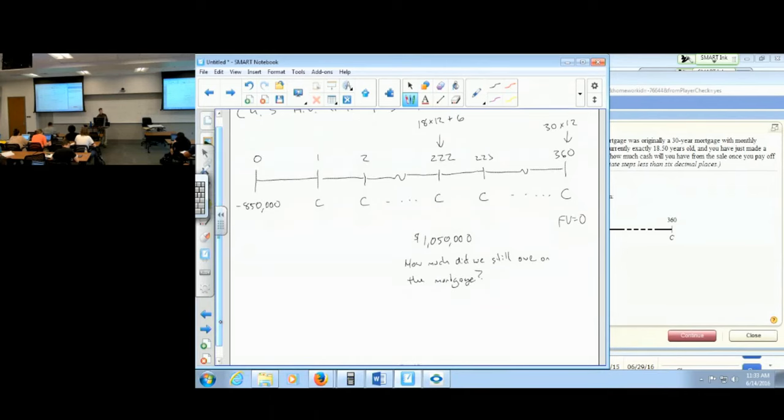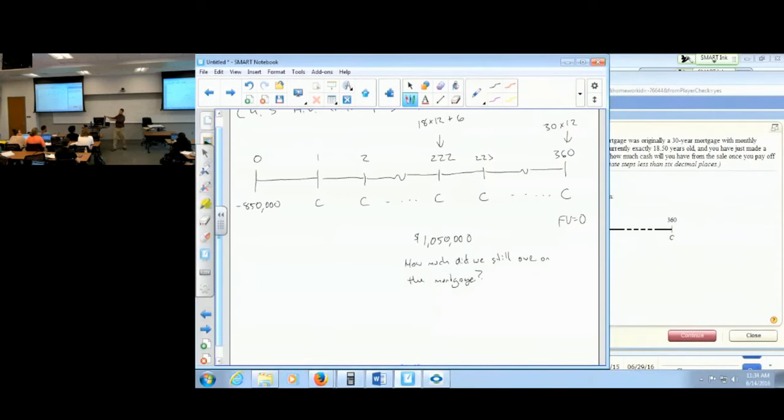So the question is, how much do we still owe on the mortgage? Do you have any ideas how we can figure that out? Besides calling the bank, right? How's the bank going to figure it out when you call them? There's 138 payments left. Okay. So that intuition's dead on. If we were going to satisfy the mortgage contract we took out, we still owe the bank 138 payments.